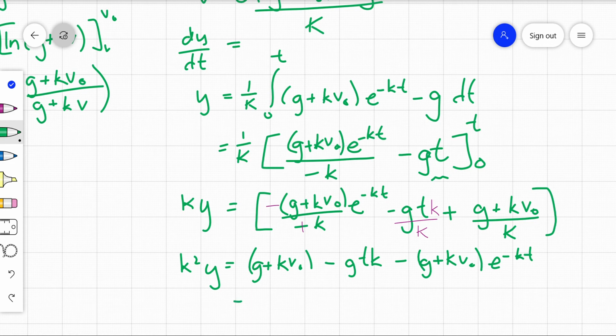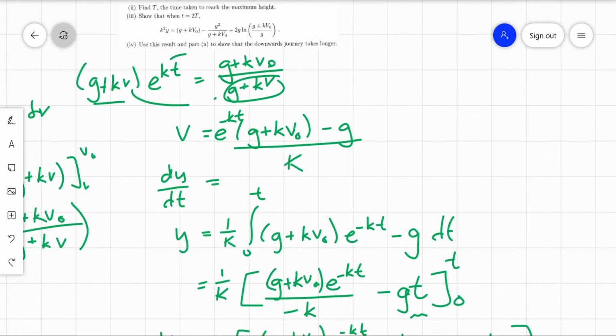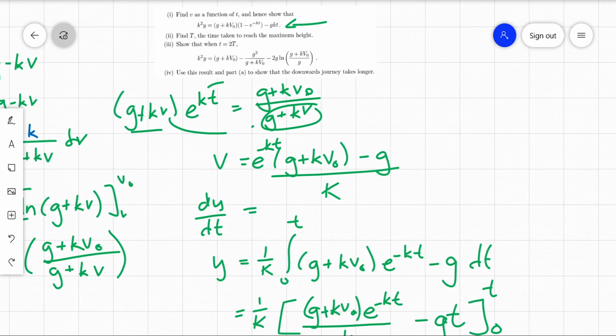Alright, so if we factorize by this, the first term is 1 and the last term is minus e to the minus kt, and I've still got that minus gtk there. I think that's what we were looking for. Let's check. Alright, so that gives you that equation in part 1. So part 2, we have to find t, the time taken to reach the maximum height.